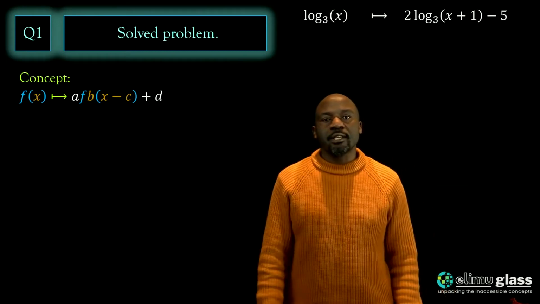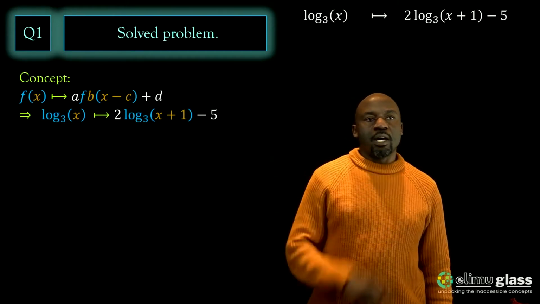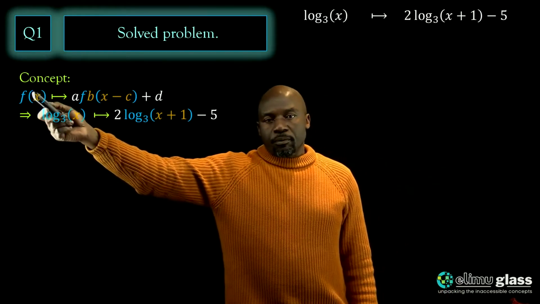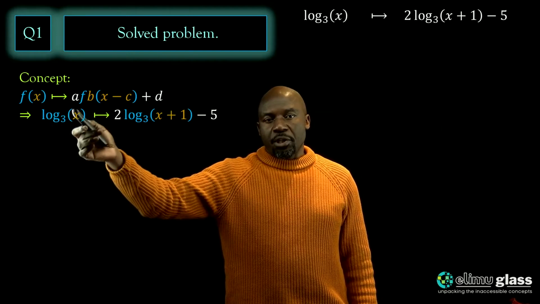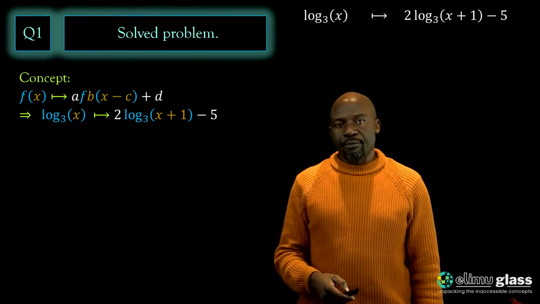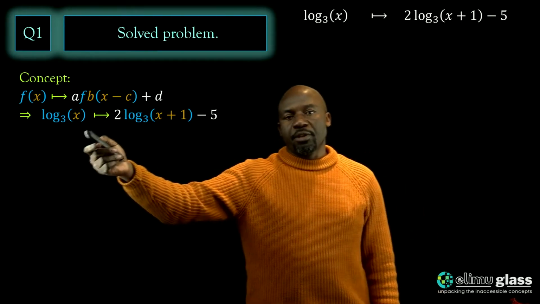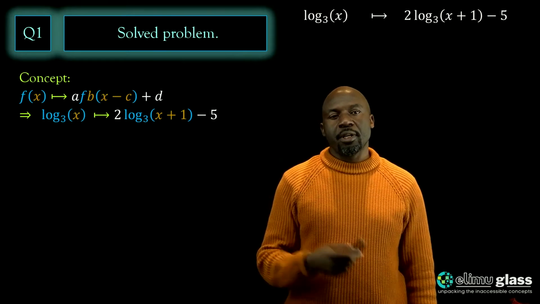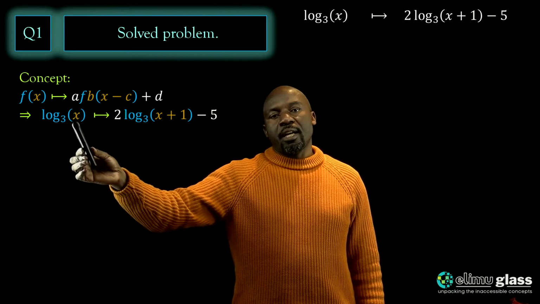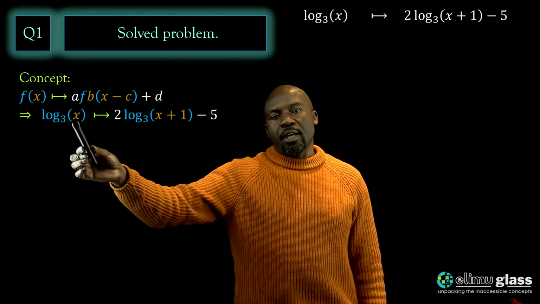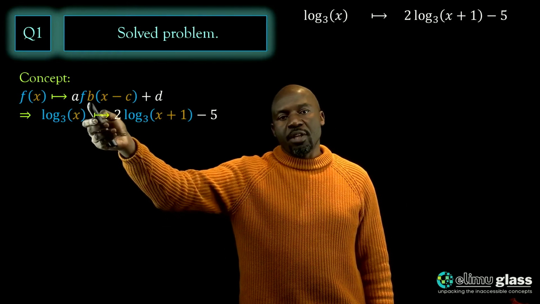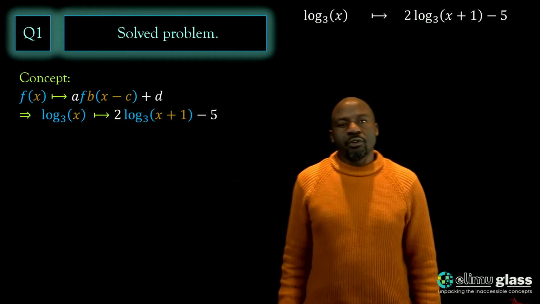Okay, so if that's the case, let's do this for our function, which is a logarithmic function. Equating to that, we have log to base 3 of x, so the blue letters indicate the function. So log to base 3 of x becomes twice log to base 3 of x plus 1, everything minus 5. From here we can see that the x transformation, x becomes x plus 1, which means there is no b there. We can say b is 1. There's no change in b.